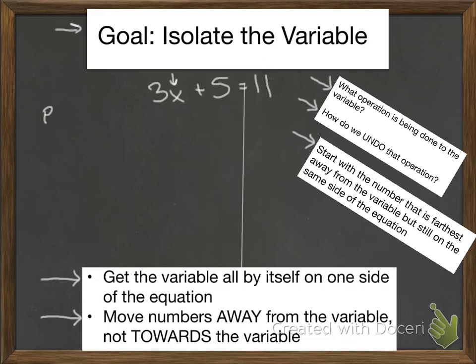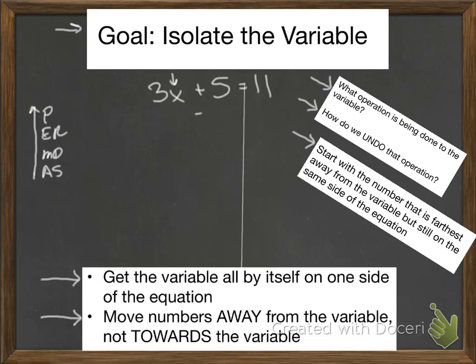Another way of saying it, some people will tell you, if you think about your order of operations, usually we start at the top and move downward. When we're solving equations, we usually go this way. So we do addition and subtraction first, and then multiplication, and so on.